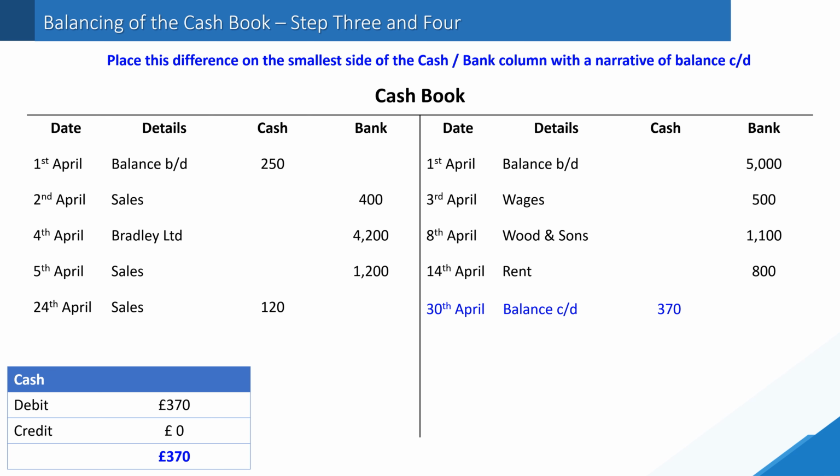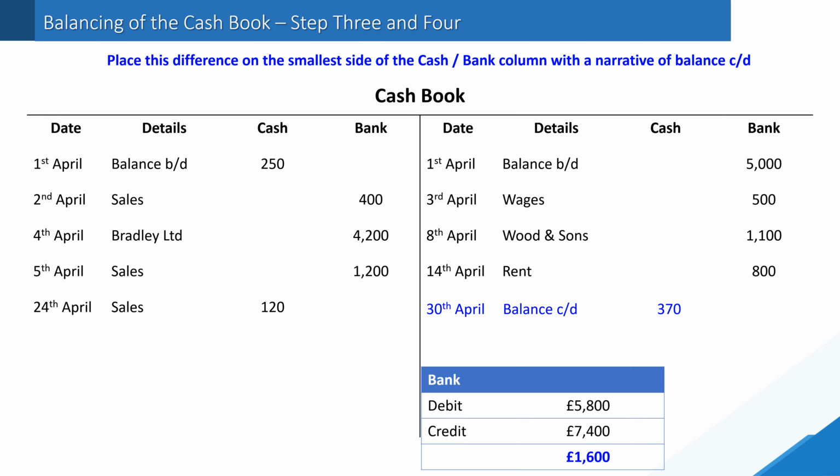Repeating that process for the bank, we established the difference was 1600, and we must remember to place it on the smallest side. Instantly when we see our little table, we can see that's the debit side, and therefore the balance carried down for bank will appear on the debit side of the account, as at the period end, the 30th of April, with a narrative of balance carried down.